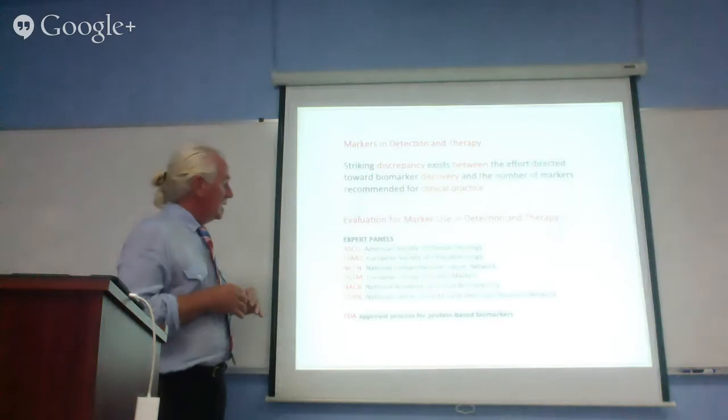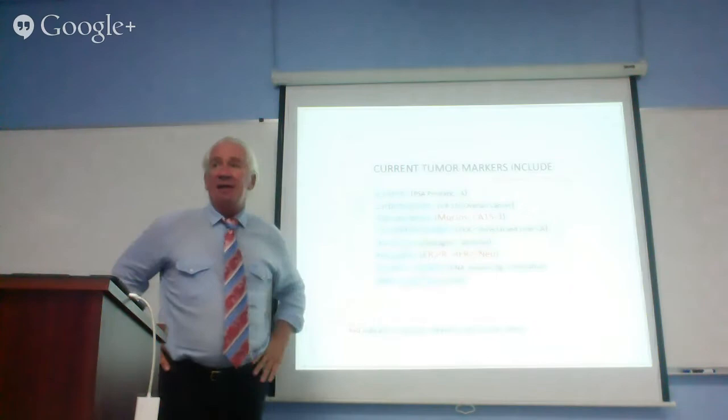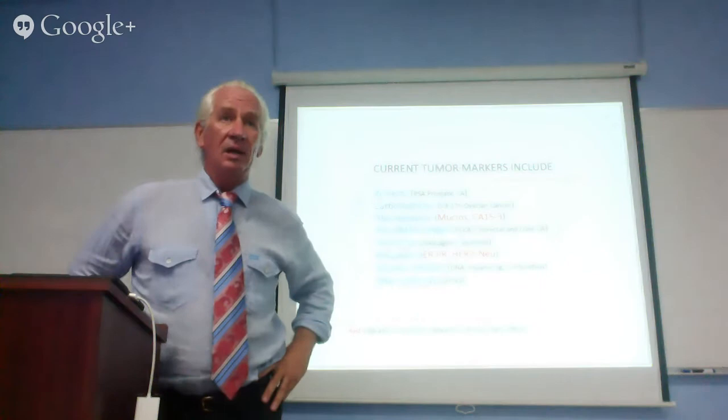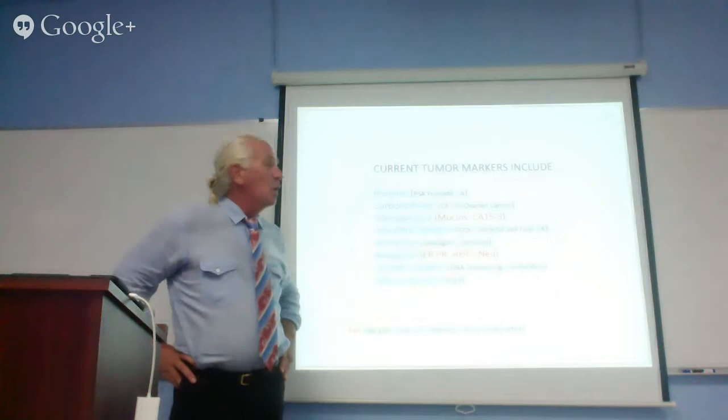So tumor markers include proteins, the prostate cancer antigen, the PSA, that's probably the most ideal cancer marker that's available right now. It obeys many of the criteria we talked about in the first couple of slides. Carbohydrate antigens, that's our marker. This is the CA125 ovarian cancer marker. This is another marker we could use.